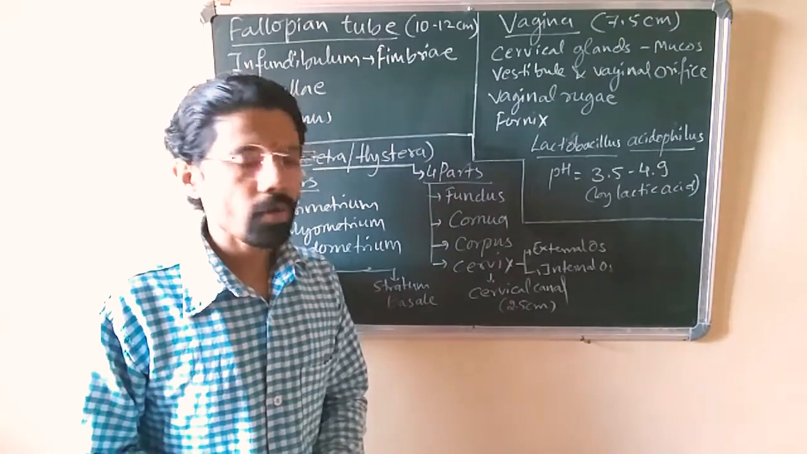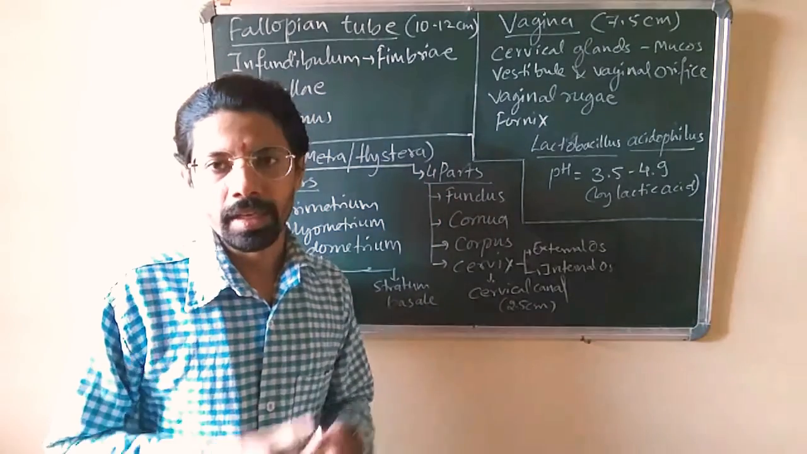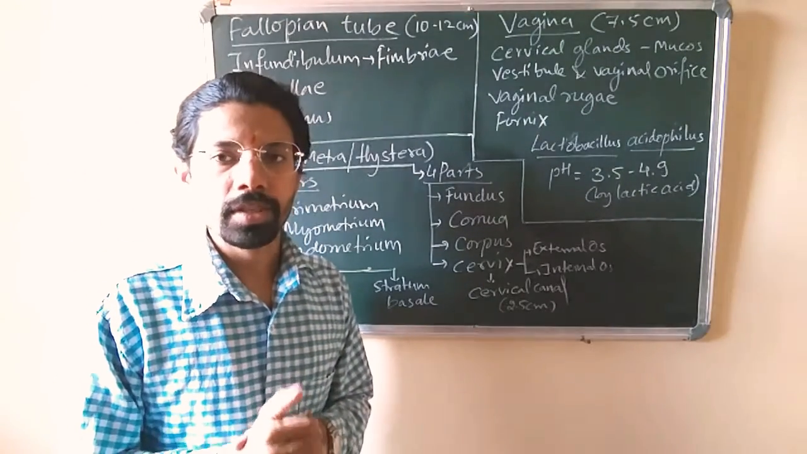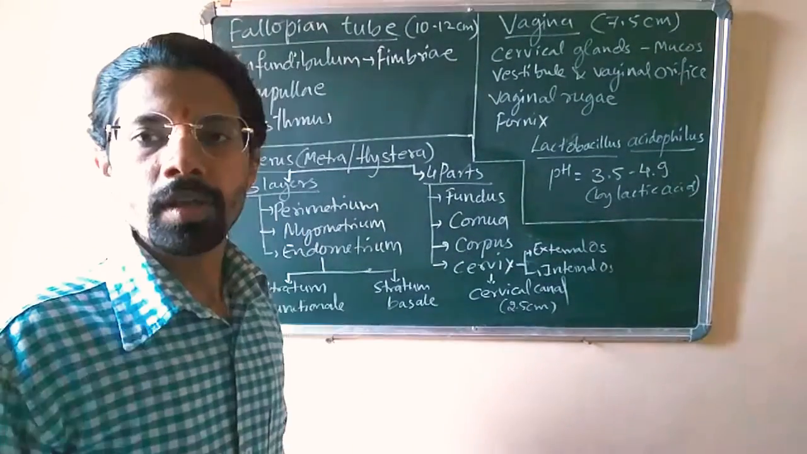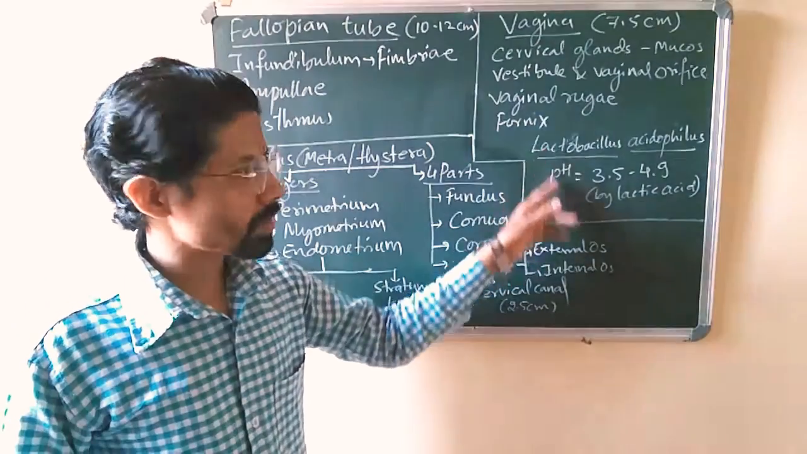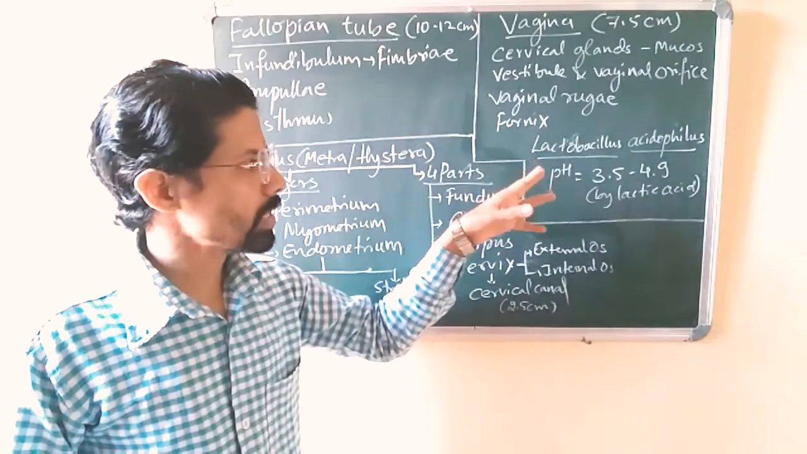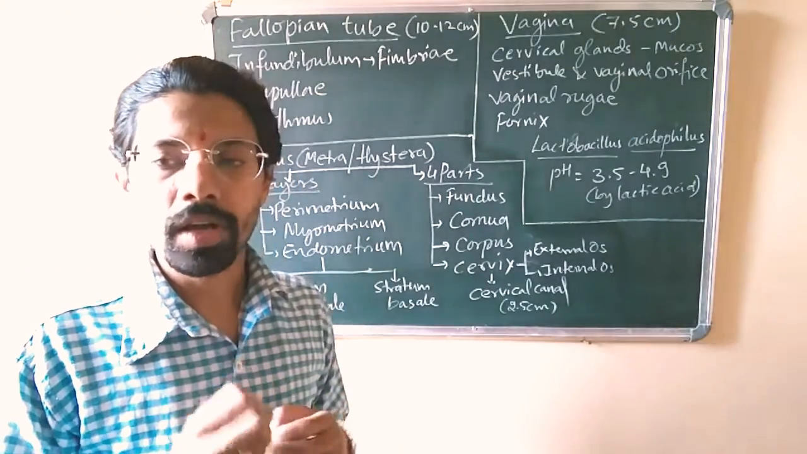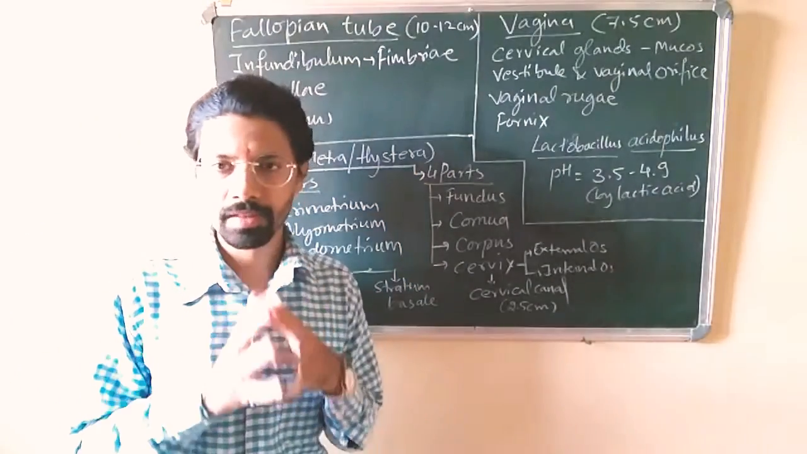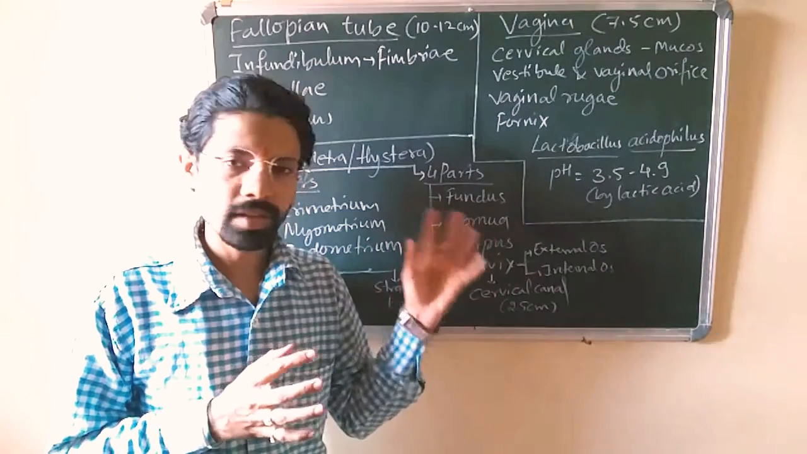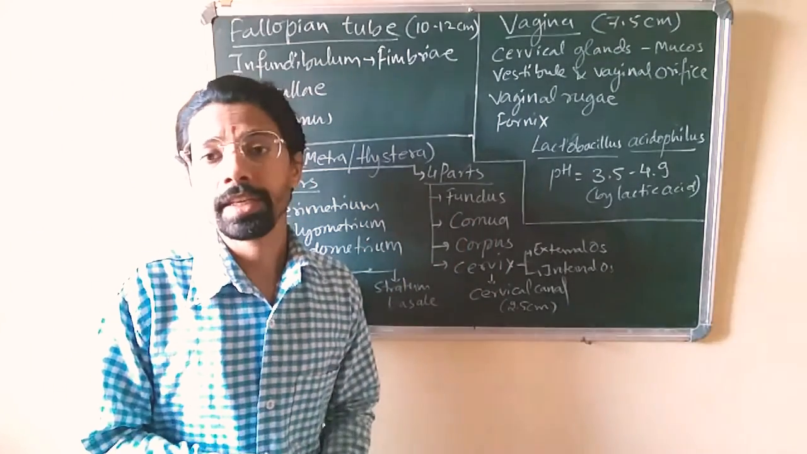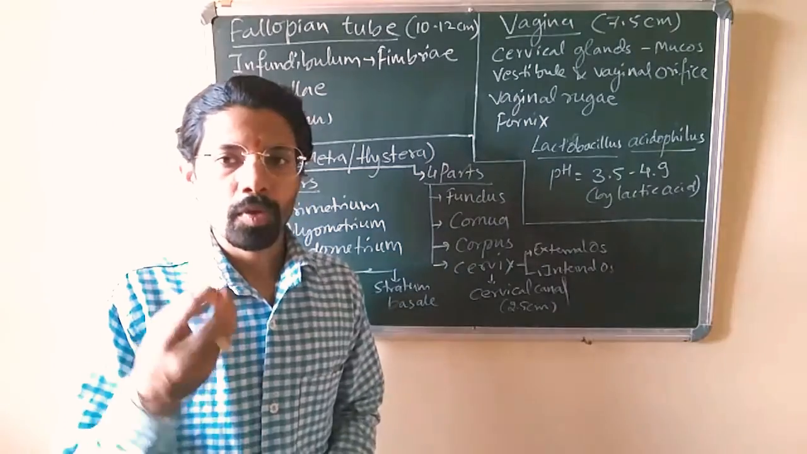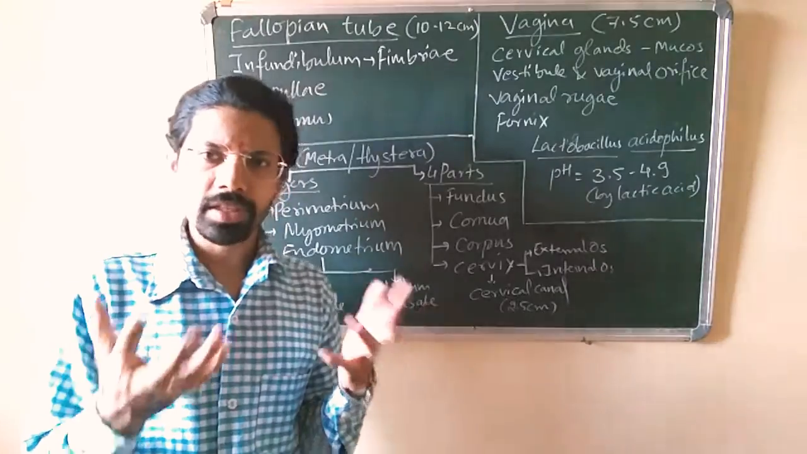Then if you talk about the region called fornix, the end part which is connected to it is called the fornix. Okay. So after the fornix, the last thing about the vaginal canal we have to discuss is Lactobacillus acidophilus. What is this? There is an organism present inside the vaginal canal called Lactobacillus acidophilus. It's a type of bacteria called lactobacilli or LAB. It's a symbiotic bacteria, a helpful bacteria.